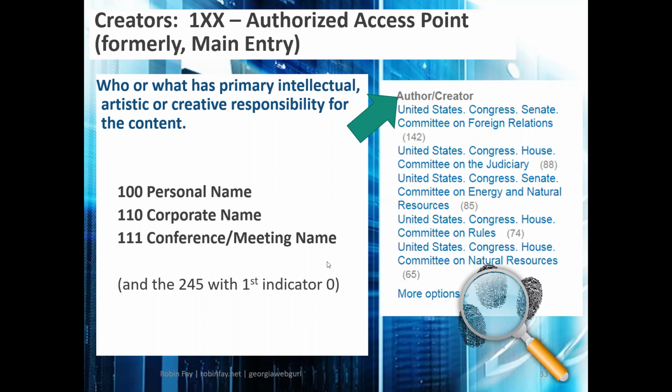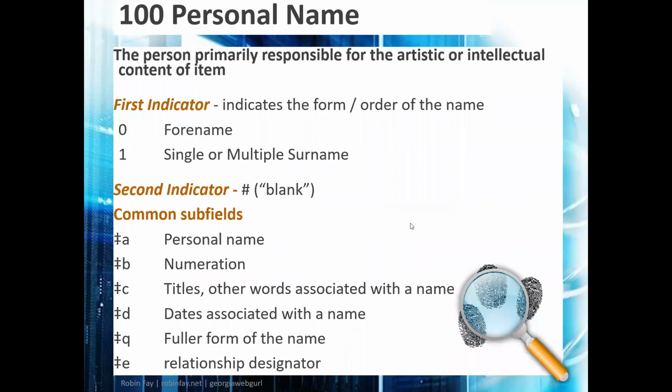This maps over to your authors and creators. Your first indicator in your 100 field will tell you the order. Typically, you're going to see a first indicator of 1 because that's going to be a single name, and you're going to follow the order of it. Then you have all of these subfields, and remember that subfield A is often hidden. That's where you're just going to have the person's name. So for mine, it's just Faye, comma, Robin M.